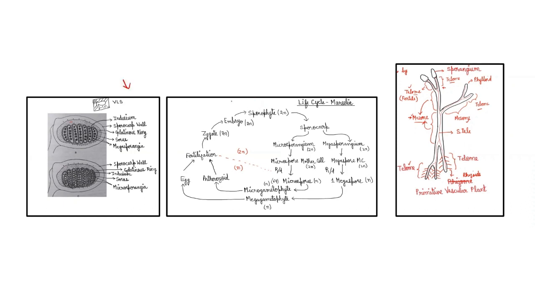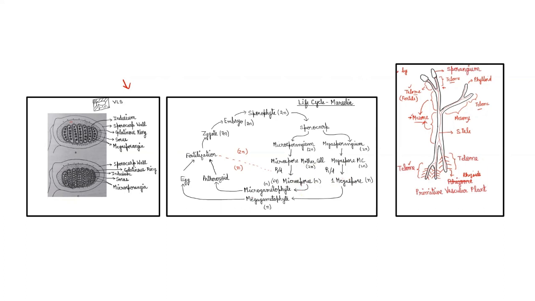Then the life cycle part of Marsilea is also important, where the main plant body is a sporophyte, which produces sporocarp, and this sporocarp contains the microsporangium and the megasporangium. The microsporangium has the microspore mother cells, whereas the megasporangium contains the megaspore mother cells. Both the microspore mother cell as well as megaspore mother cell undergo reductional division to produce microspores and megaspores. The number of microspores is large, mostly 64, and only one of the megaspores will survive. Since four are formed, three degenerate.